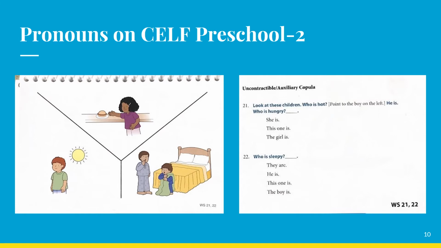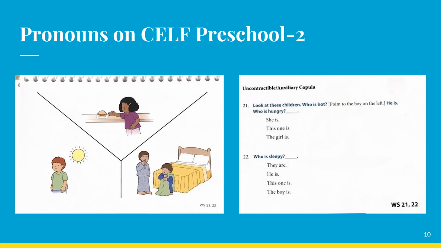The first one, the examiner would say, "Look at these children. Who is hot?" Point to the boy on the left. "He is." Who is hungry? The expected response is "She is." Then who is sleepy? The expected response would be "they are" or "he is."